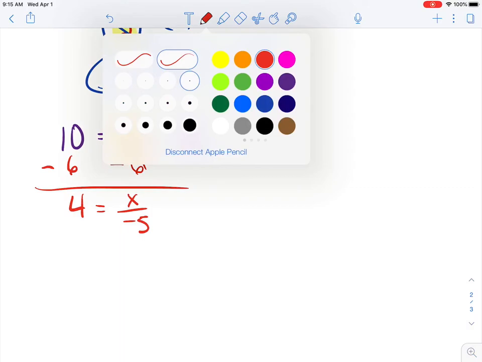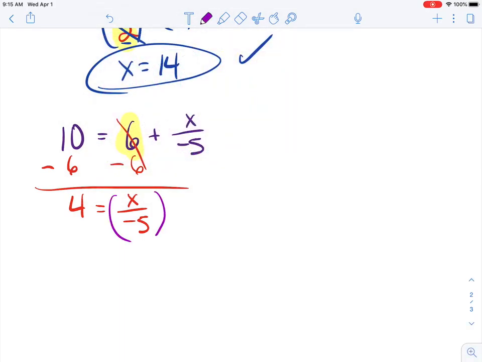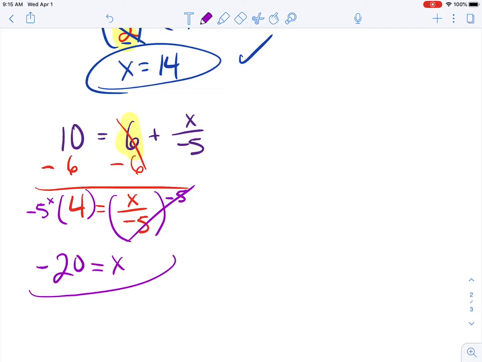Then what I need to do is put brackets around my fraction. I need to put -5 in the top corner and multiply that out. Bam it. Go over to this side, times it by -5. -5 times 4 is -20. There's my answer. So that's how you do two-step equations with division.